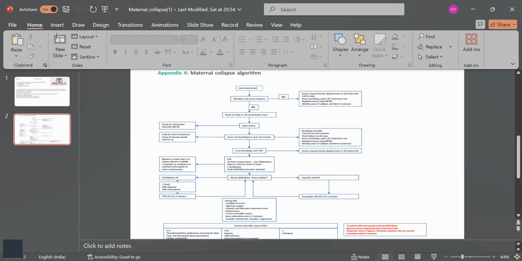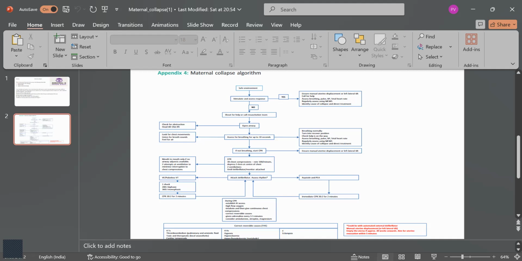If the woman is breathing, I'll put her in the recovery position, the left lateral position, and make sure help is coming. Then I will check the vitals: the pulse rate, blood pressure, the baby's heartbeat, and the respiration. One of our team members will start the early obstetric warning chart. Then we will look for the cause of collapse and start the treatment accordingly.